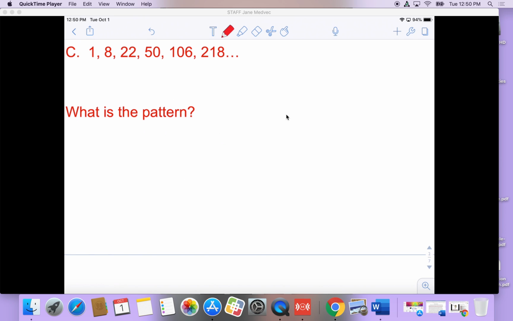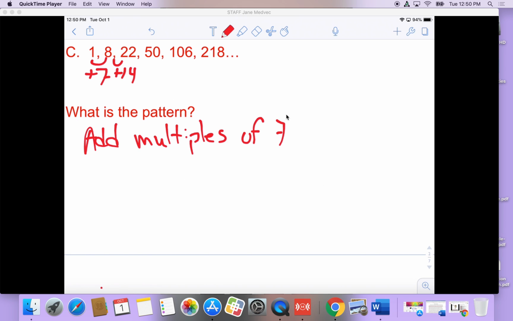Okay. 14, 28, 48. Okay, so you said I'm going to add by 7. I'm going to add by 14. We can add, but it's not consistent. We can add by multiples of 7. Is that what you're saying? Okay, so I can add multiples of 7. Did anyone else come up with a different pattern? Because there is another one.